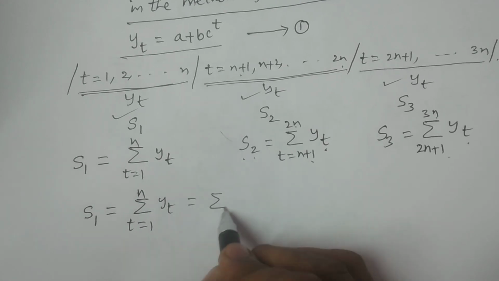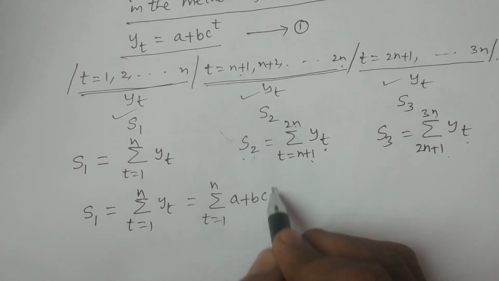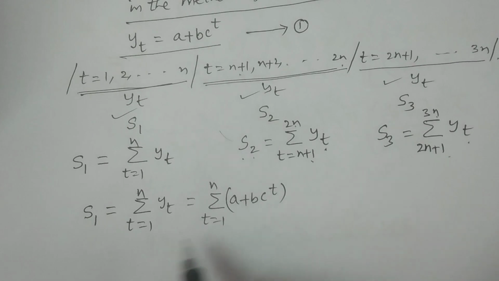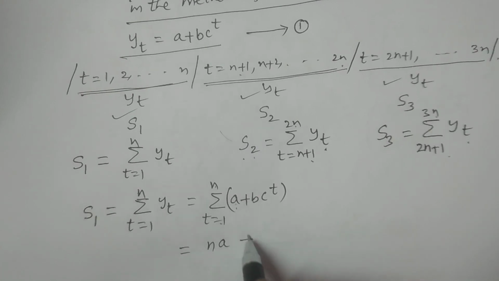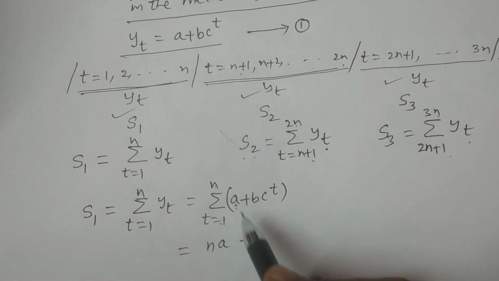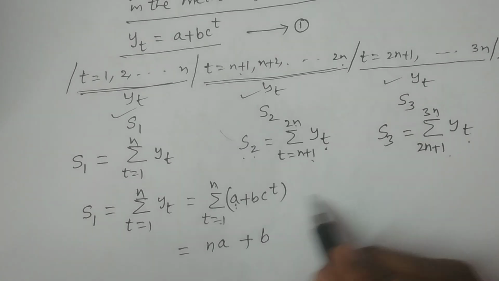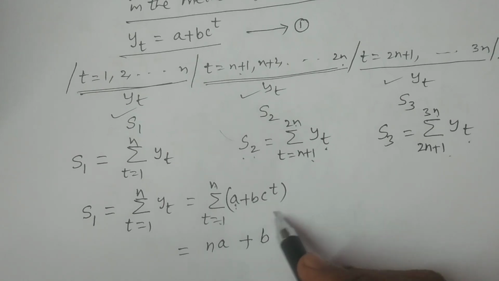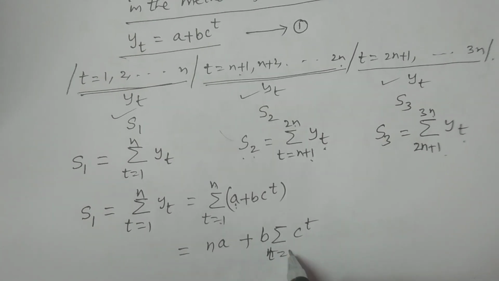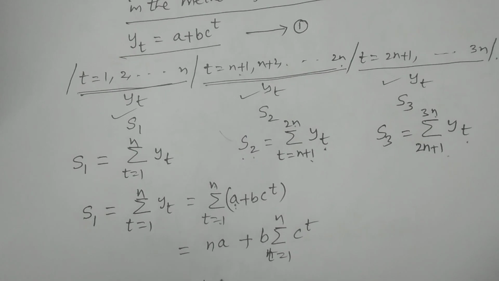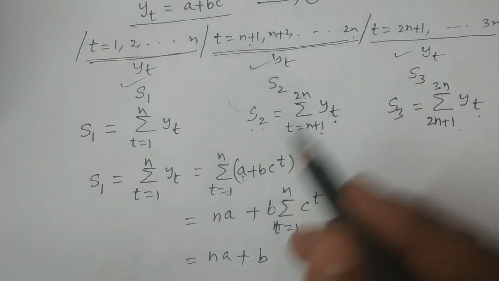Yt summation, t equal to 1 to n, Yt is a plus b into c power t. So the summation of a constant over t equal to 1 to n terms is na. Since a is a constant with respect to the summation, and b we can take outside, this is nothing but b into summation c power t, t equal to 1 to n. Hence it is na plus b into summation t equal to 1 to n of c power t.